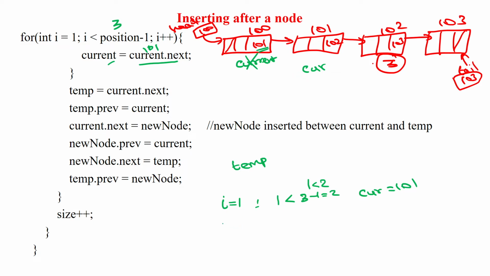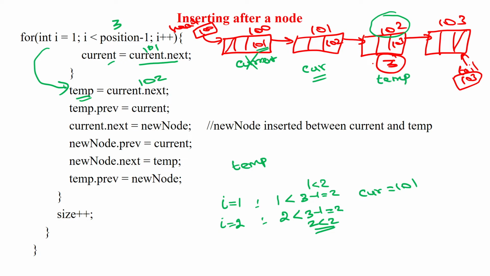Then iteration number 2: 2 less than 3 minus 1, equal to 2. So 2 less than 2, which is false. If it is false, the for loop will come out of the block. Now temporary is assigned current dot next. The current dot next is 102. So 102 is assigned to temporary. This node will become the temporary. So the variable temporary is holding the third node.